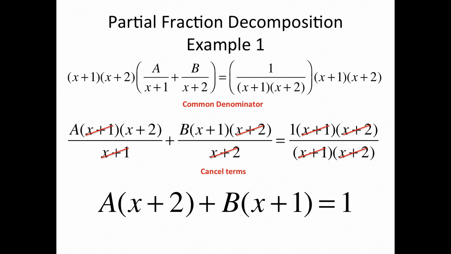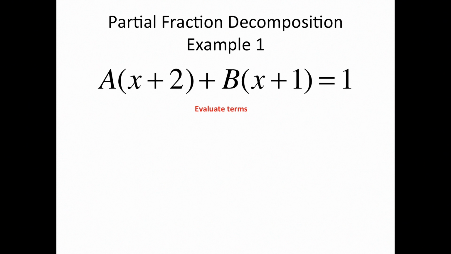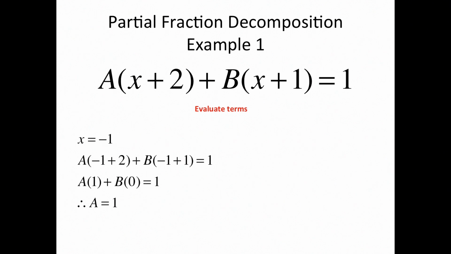What you're going to do next is evaluate the terms. Evaluating the terms will give you those unknown coefficients, the A and the B, to figure out how to split up the fraction properly. First, you evaluate with x as negative 1. The reason I choose this is because, as you can see in the B portion of the equation, that sends it right to 0. So then you have one equation, one unknown.